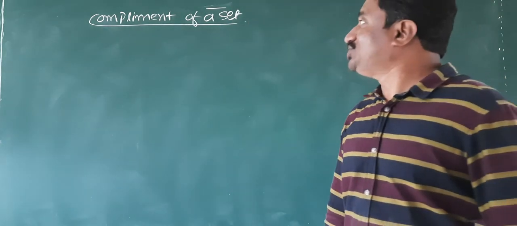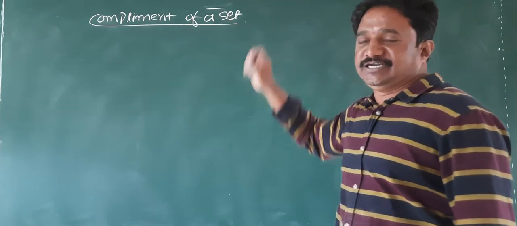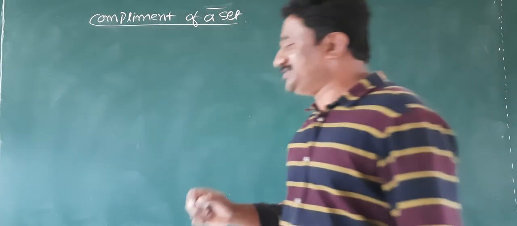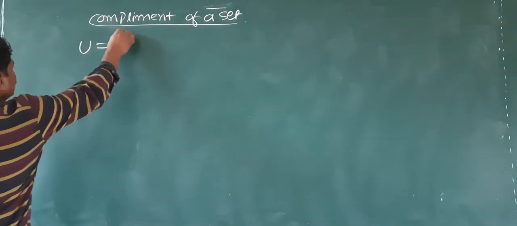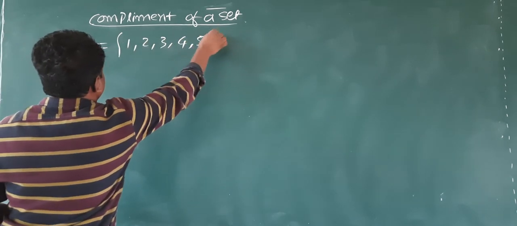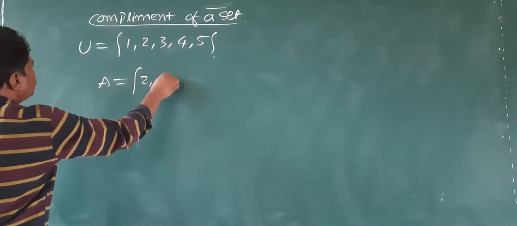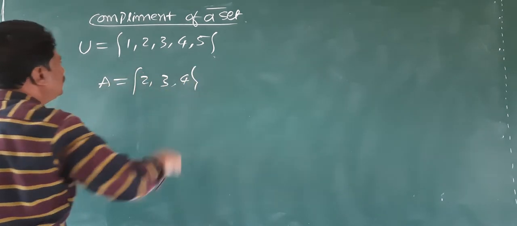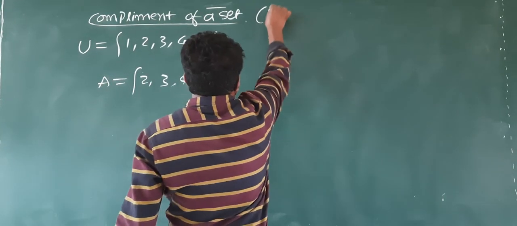Students, in this class, let's have a discussion about one more simple concept, complement of a set. Look at this, students. The universal set is 1, 2, 3, 4, 5. I take set A, write 2, 3, 4. We represent the complement of a set by A dash.